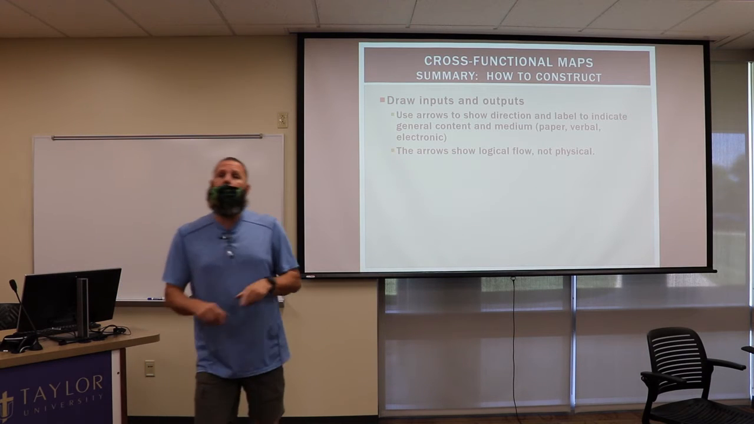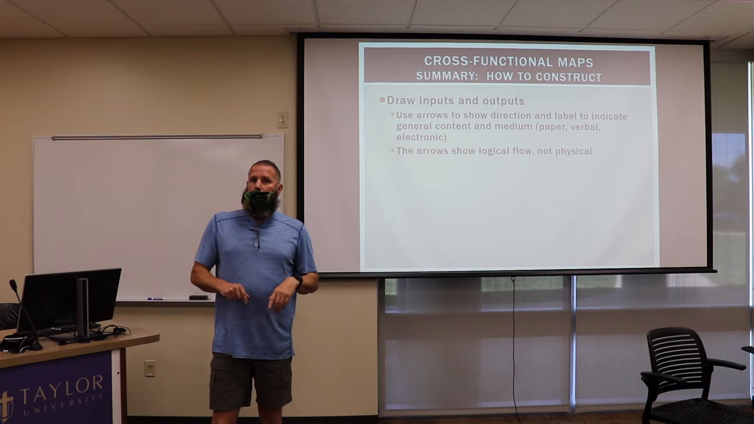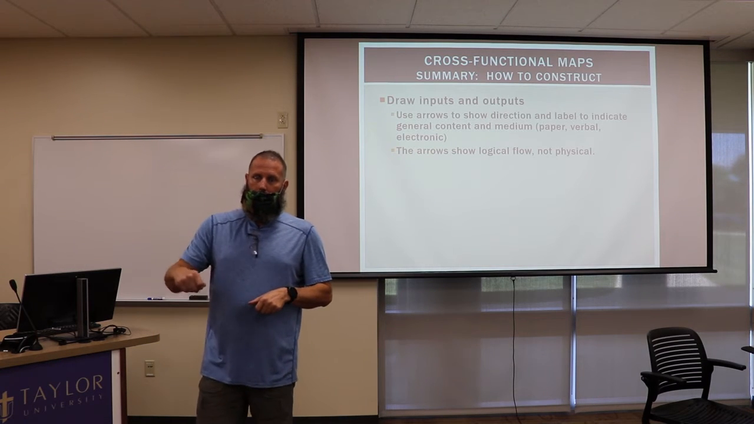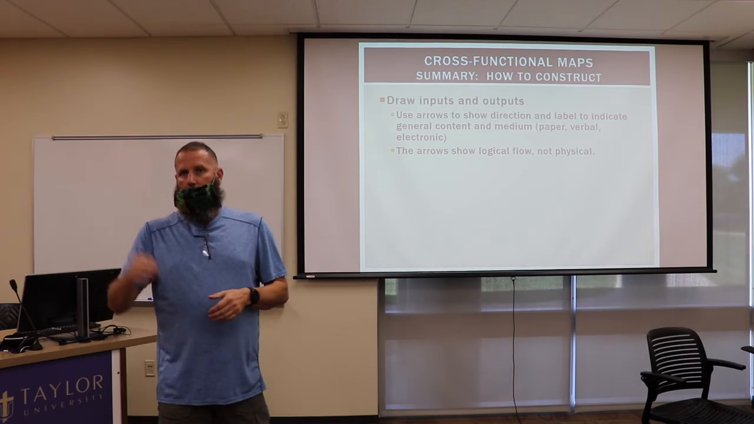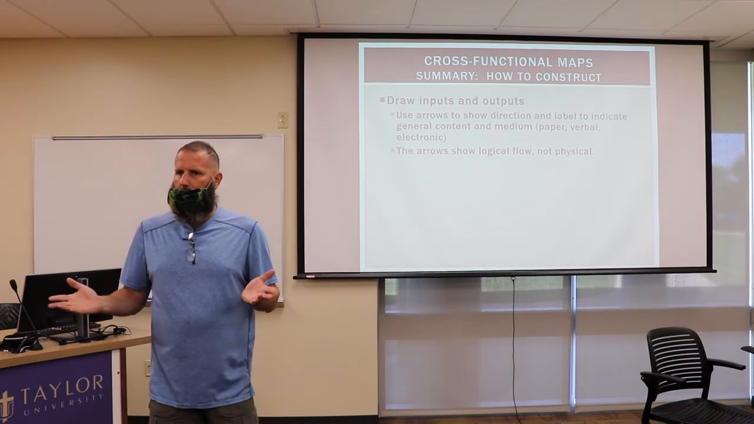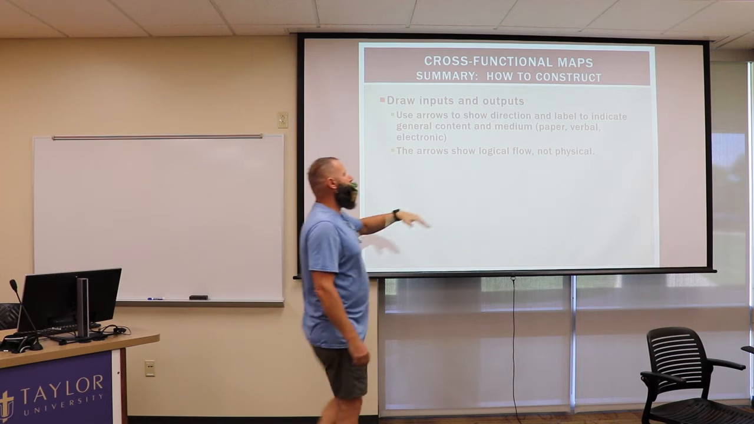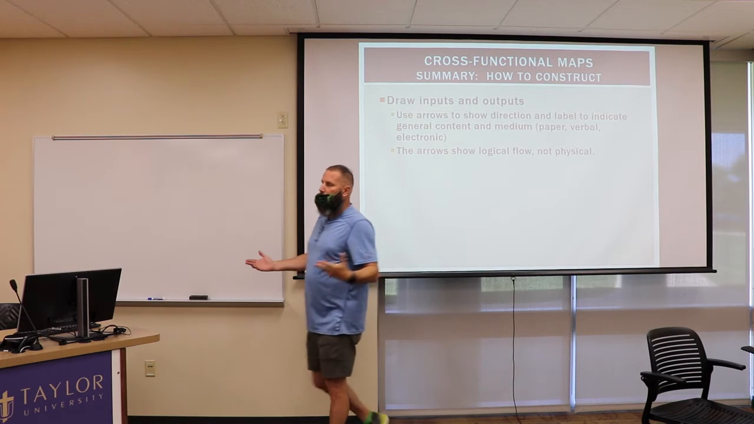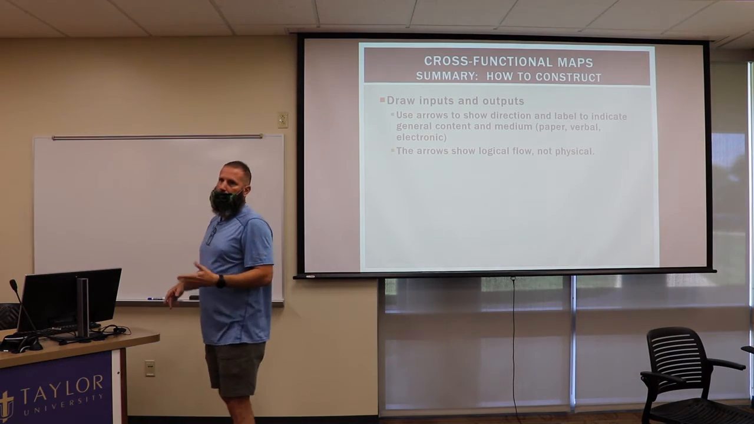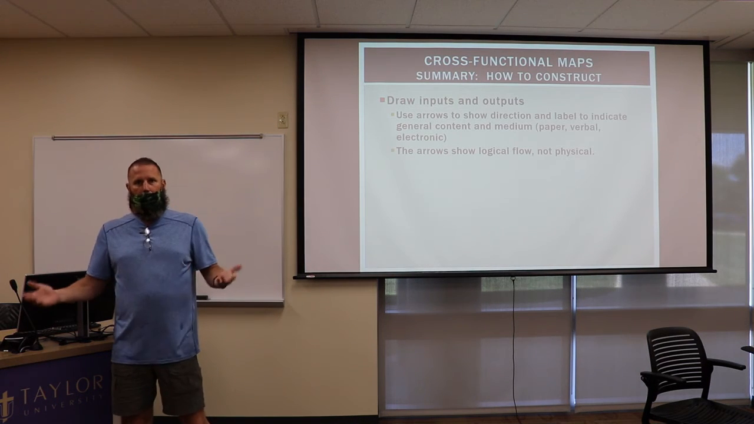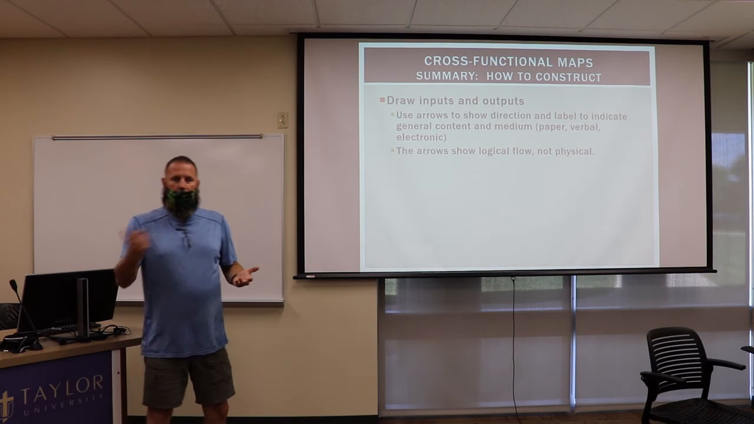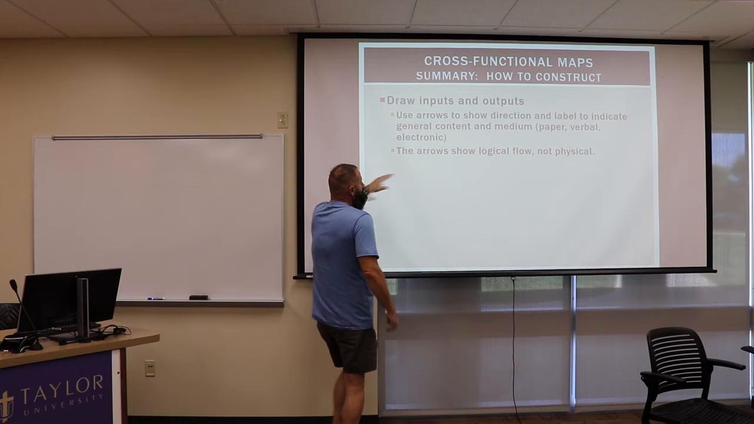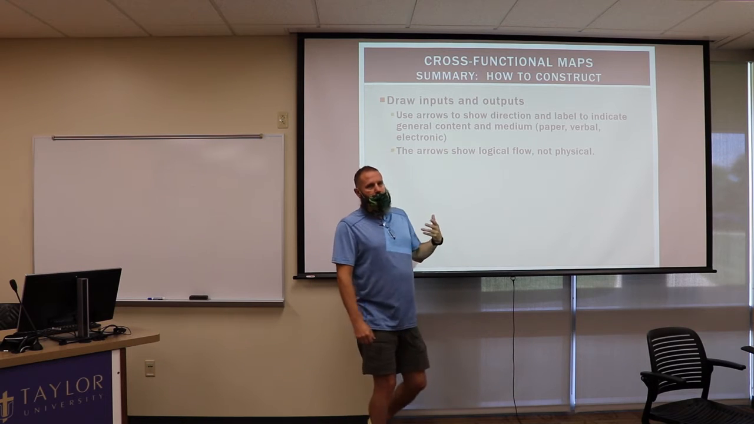Maybe back on the fry side, they have a printout that says, hey, I need 16 large fries to go with this order. Then the medium would be a printout. Does that make sense to everybody? But not everything is going to have the medium. There are some things where there's only one medium. If we look at the process of making hamburgers, there's only one medium: we throw it on the grill and we do our thing. The arrows show logical flow, but not physical.